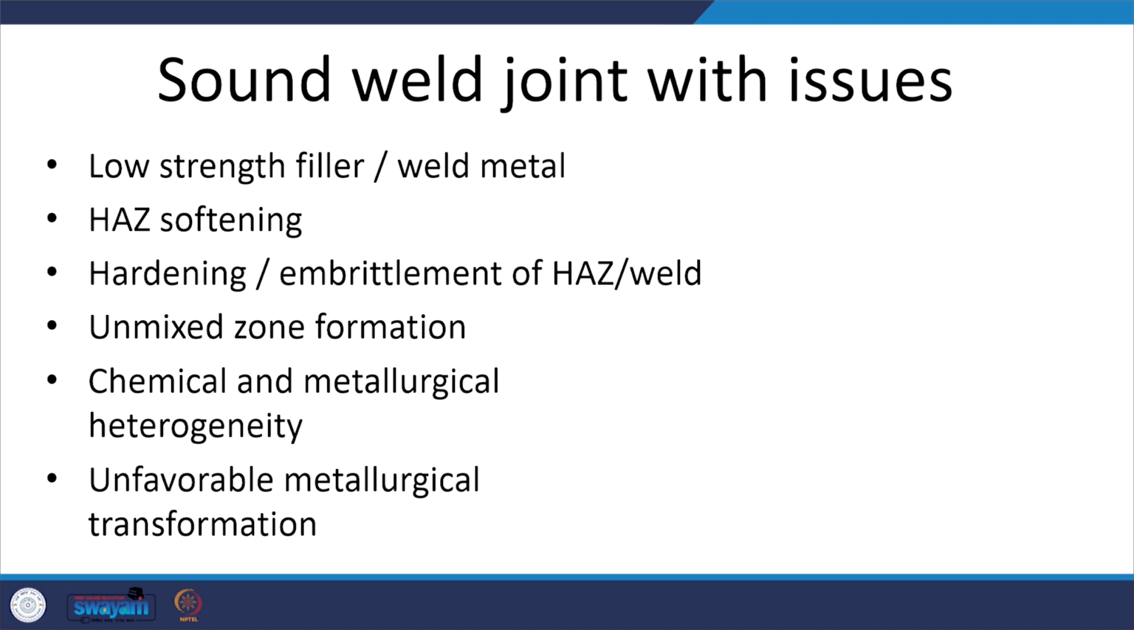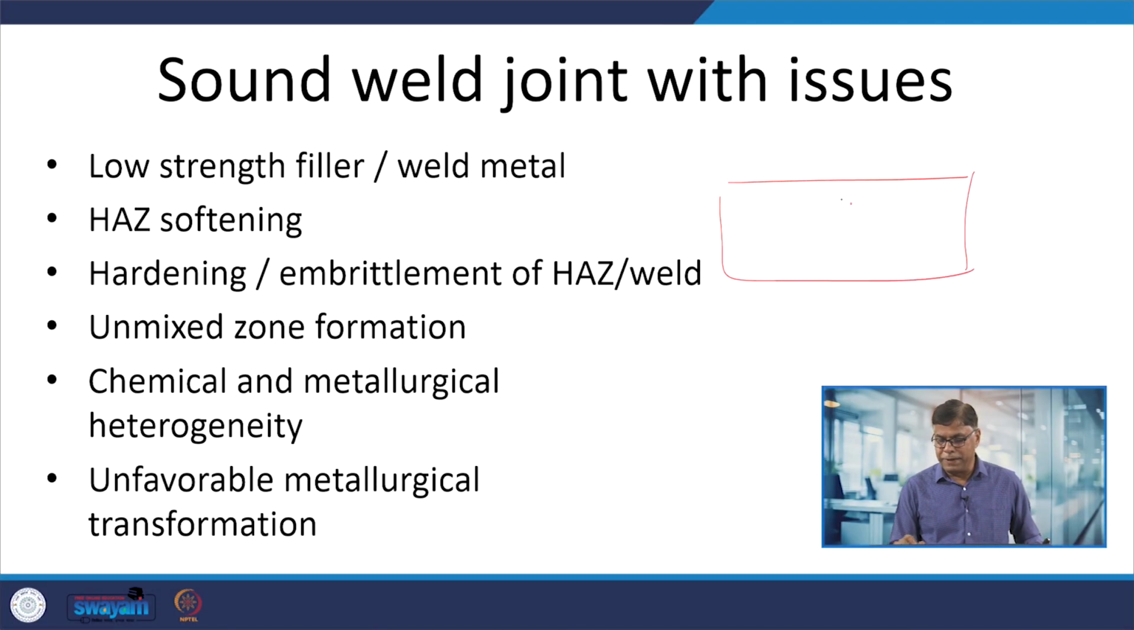Okay, so weld failures can also occur in those cases when there is no defect. The joint is sound, but like say a weld joint has been made, okay, but the selection of filler is improper. The weld metal which has been developed is of 300 MPa, while the base metal is of 500 MPa.